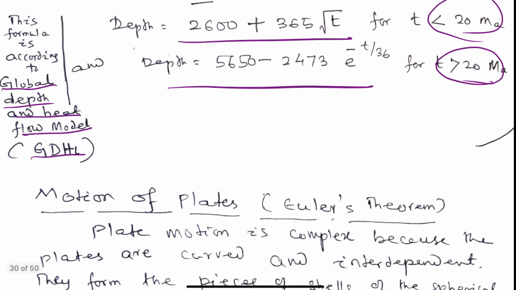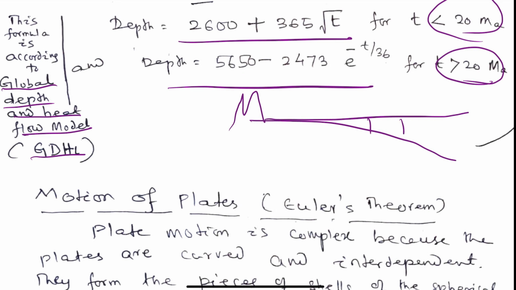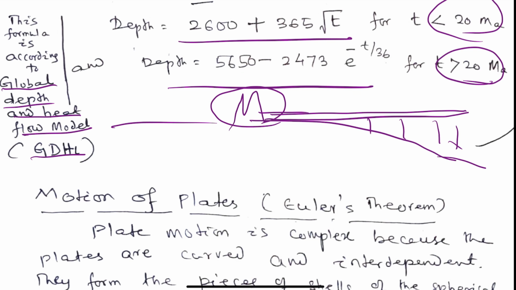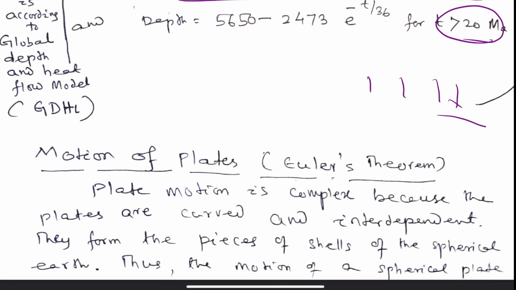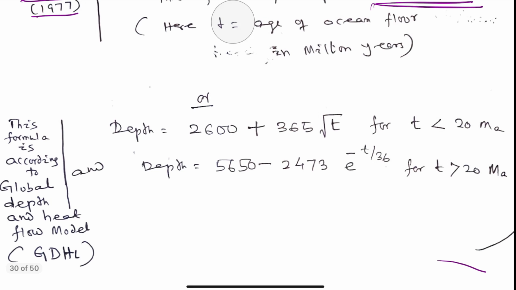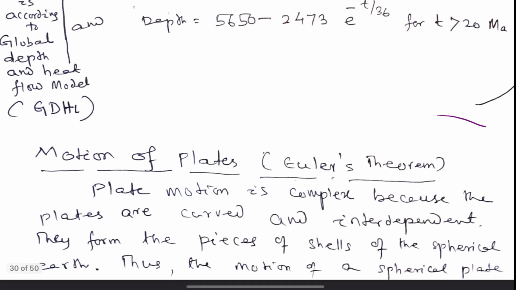So, the general concept is that the depth of the ocean is found to increase from the MOR to the trench. Depth is very low at the MOR because new oceanic crust is being created there. So, this is about the oceanic depth.